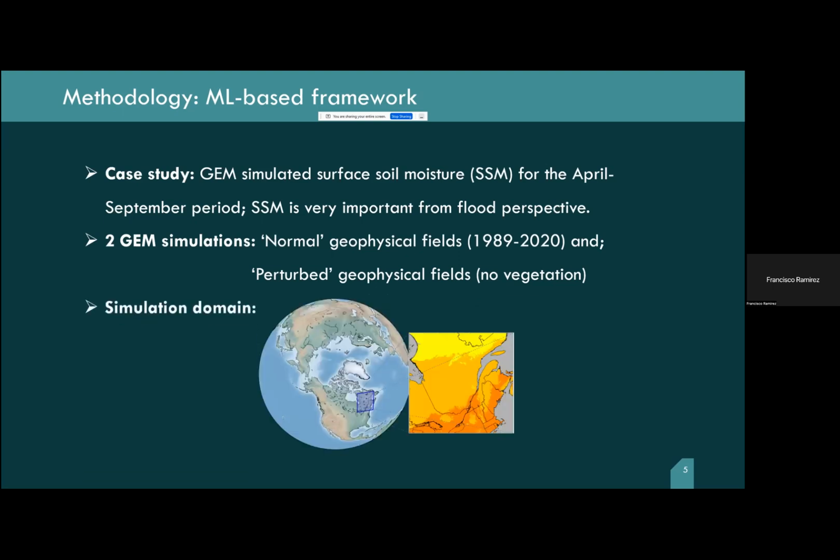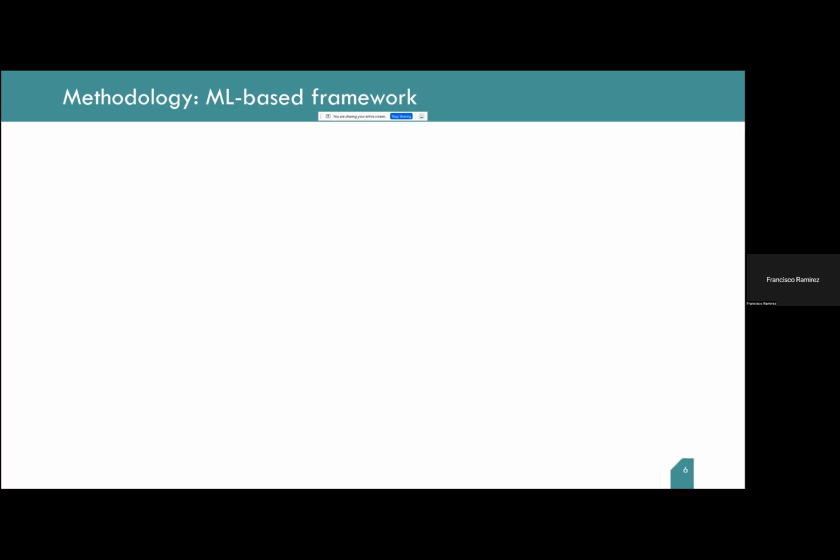Okay, here in the figure, I'm showing the simulation domain. It covers most of the province of Quebec. And for both simulations, the resolution is 4 kilometers and both are driven by Euro 5.